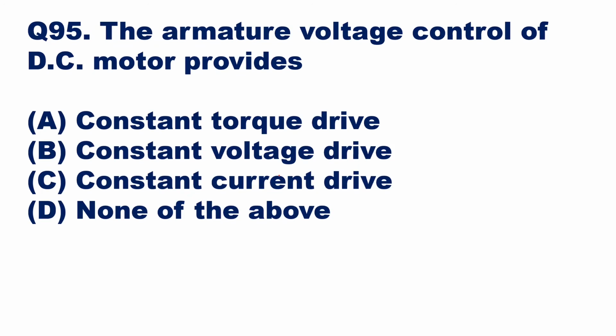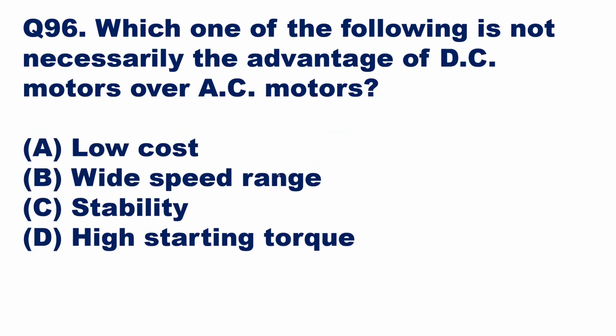The armature voltage control of a DC motor provides constant torque drive, constant voltage drive, constant current drive, or none of the above. So here in armature voltage control, the voltage is going to vary, and according to that the armature current is going to vary, and according to that the speed of the motor is going to vary. That we know, but in all this process, there will be a constant torque drive. Okay, so option A will be the right answer, constant torque drive. The armature voltage control of a DC motor provides constant torque drive. Then we'll go to question number 96.